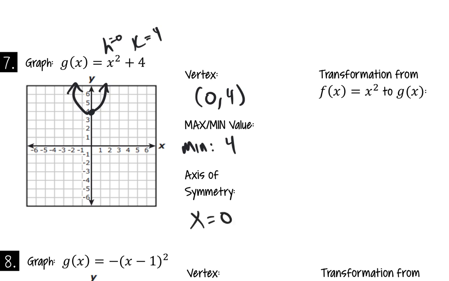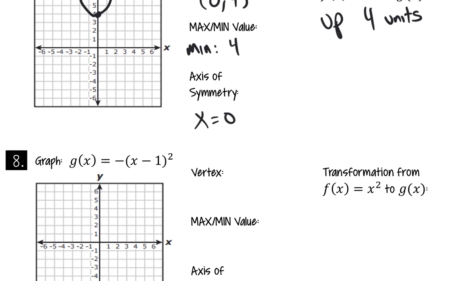Now, to transform, to get this equation, all I did was move my parabola from this middle point up. So I went up 4 units. That also comes from the K right here with the +4. That +4 tells me I moved up 4 units.